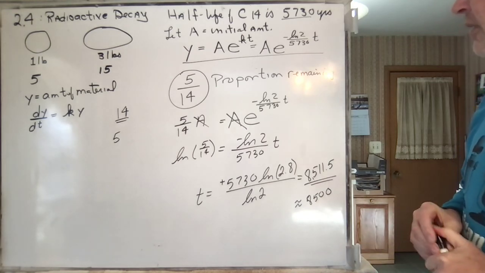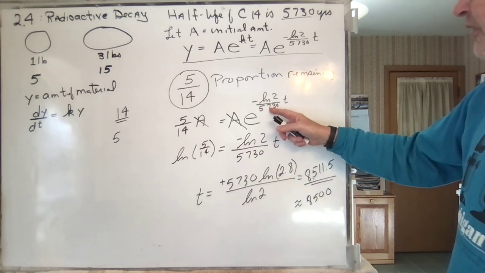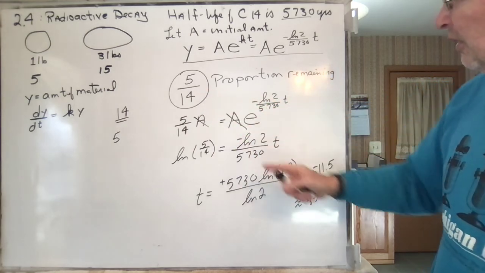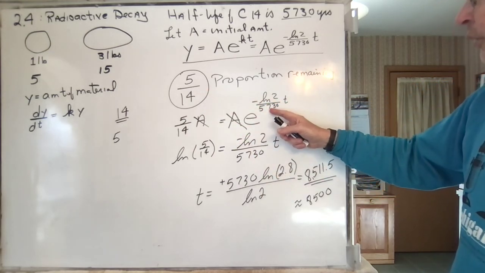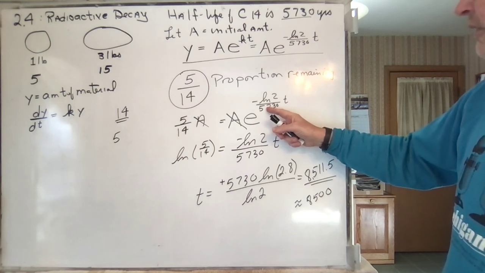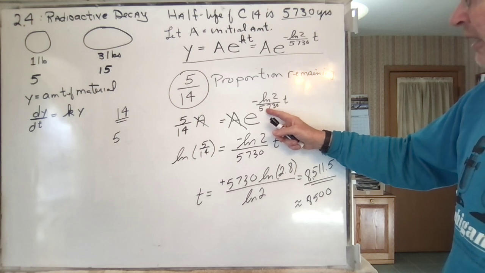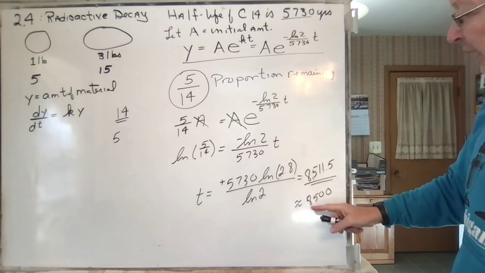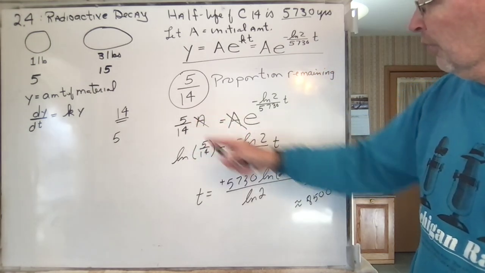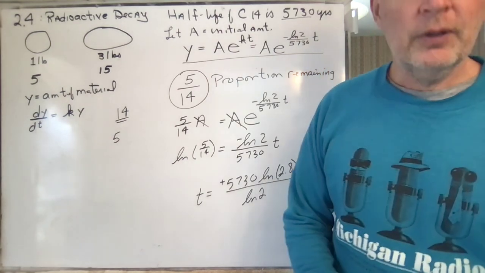Does that make sense? It does, because it takes 5,700 years to get half of it, and here we're at about a third of it, so it's going to be more than 5730 years. If you did 5730 times 2, that's 11,400 years, and after 11,400 years you'd have about a fourth of it, but we've got more than a fourth. So yeah, that's a reasonable answer, about 8,500 years. Okay, very good.